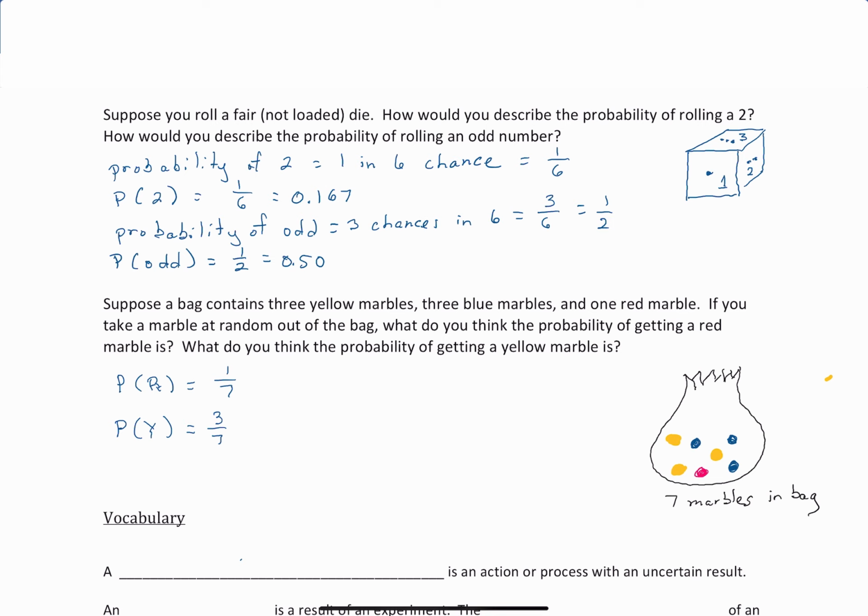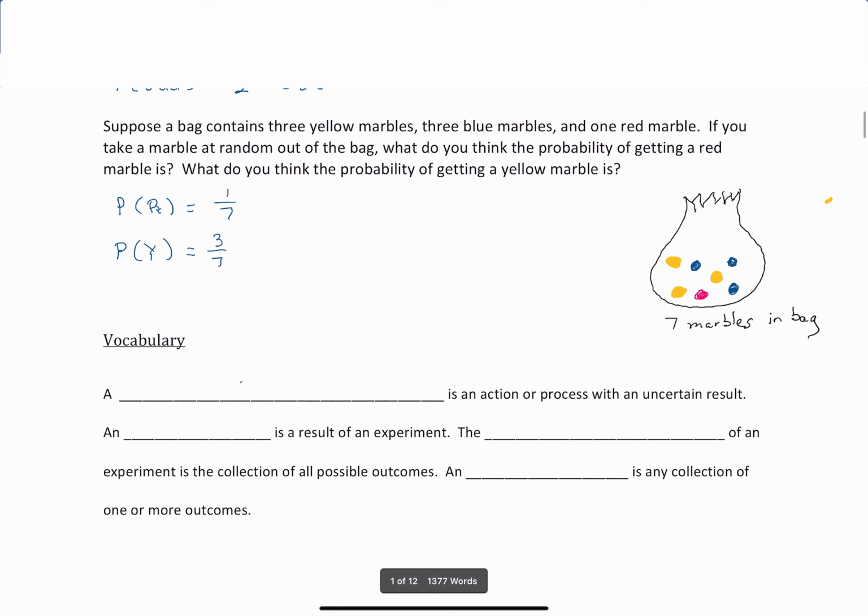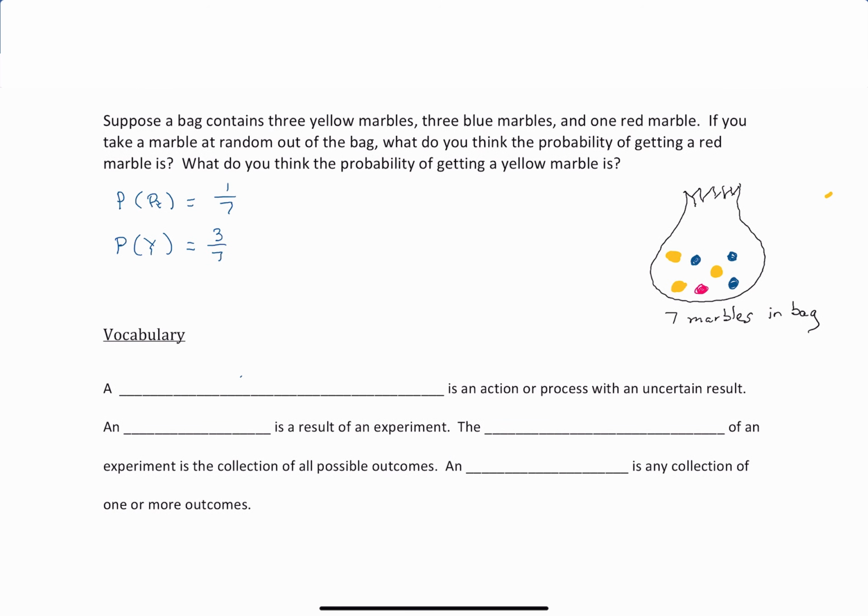I hope this is pretty much making sense. If not, always feel free to ask questions. But hopefully it is, so let's develop some vocabulary to help us talk about these things. First of all, a probability experiment is an action or process with an uncertain result. So in our marble example, the probability experiment is taking a marble out of the bag, and we don't know before we do that what color we're going to get.